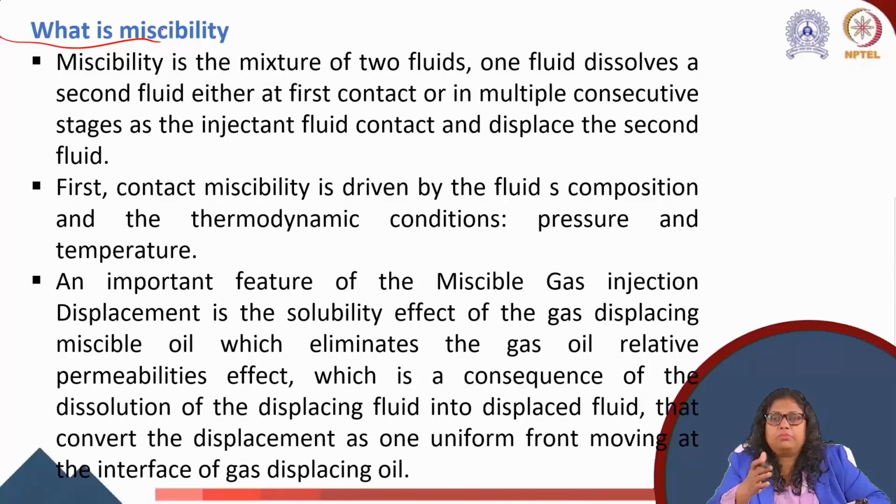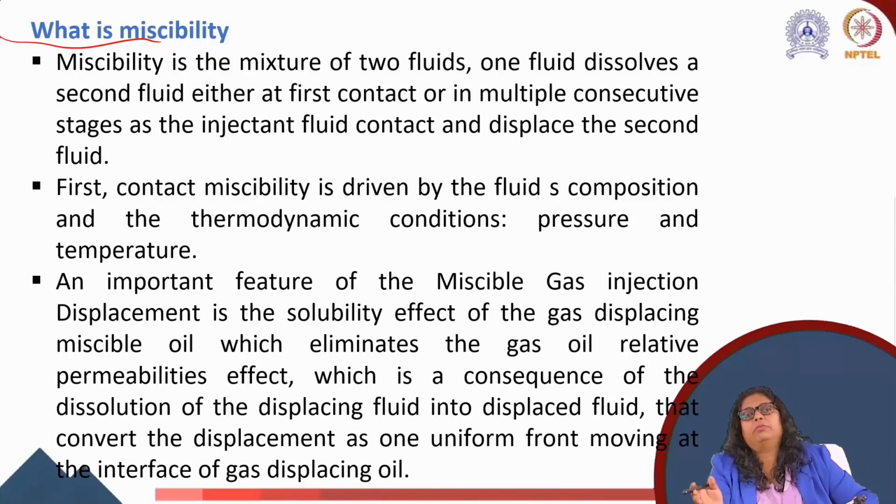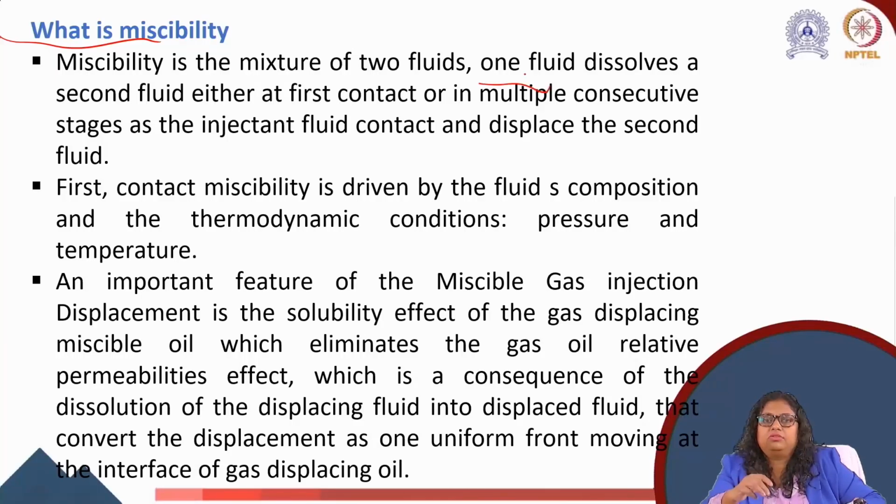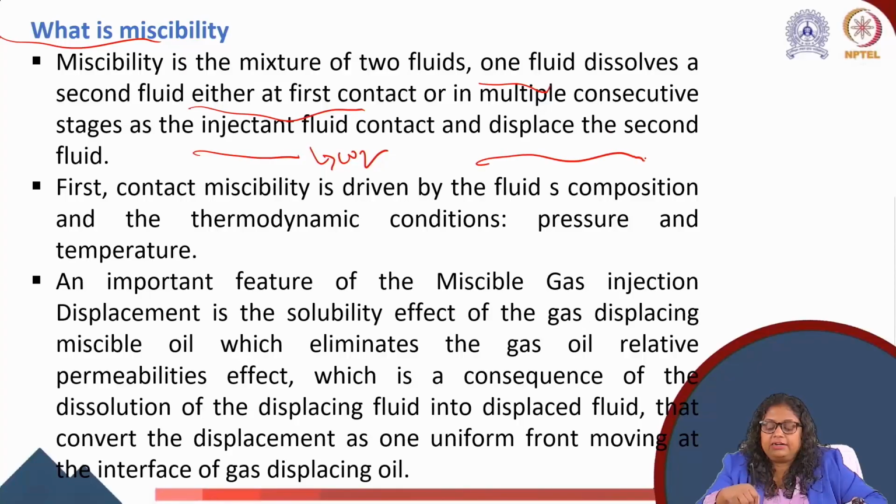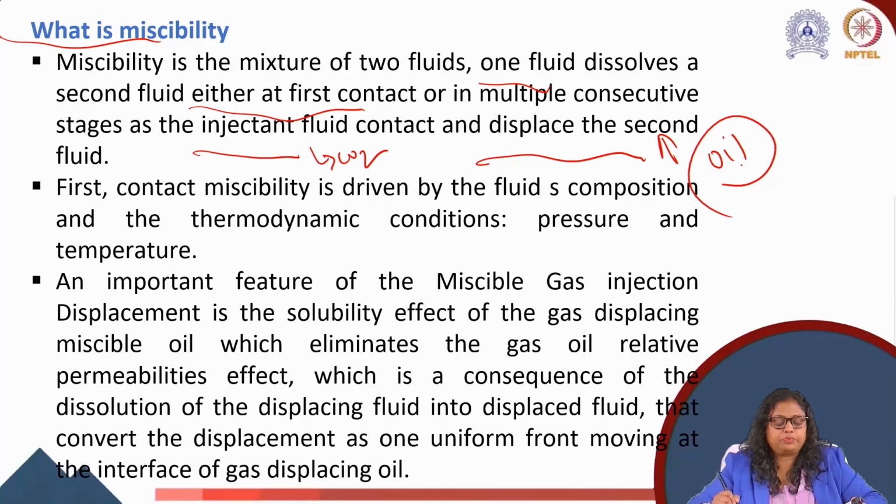So we are talking about miscibility, miscible CO2 injection, immiscible CO2 injection. So what understanding do we have about miscibility? What is miscibility? Miscibility is a mixture of two fluids, where one fluid dissolves a second fluid either at first contact or in multiple consecutive contact stages, as the injected fluid, or injectant, that is your CO2, contacts and displaces the second fluid. The second fluid we are talking about is the oil.